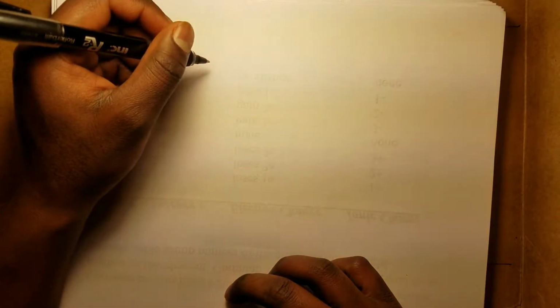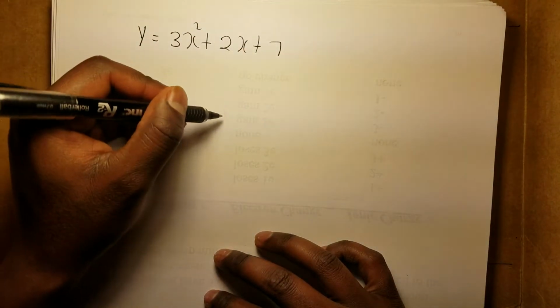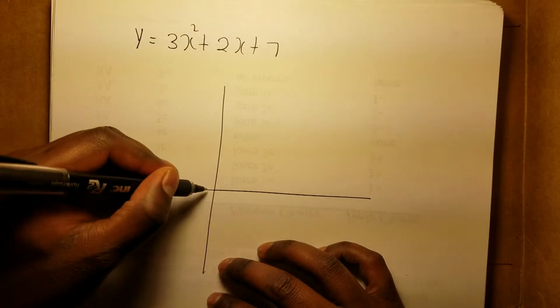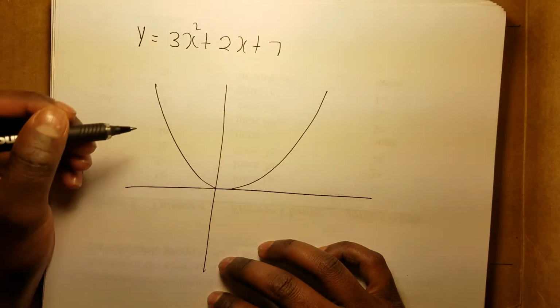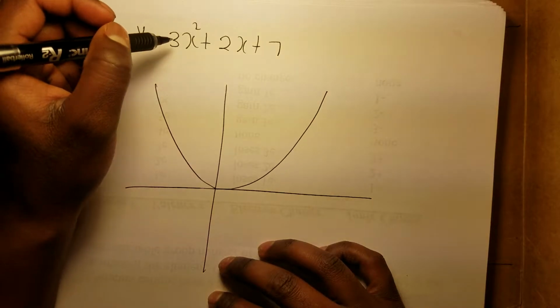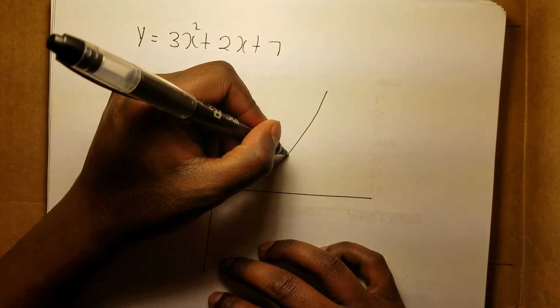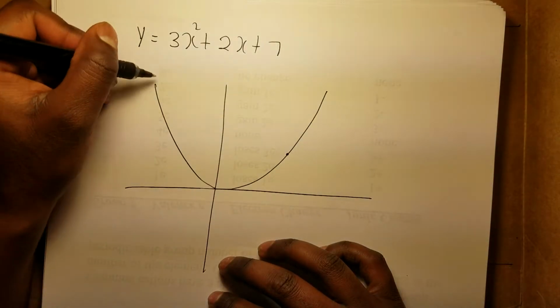Why do we find derivatives? Let's say you have a function y is equal to 3x squared plus 2x plus 7. That would be a parabola on a graph, right? So you have a graph like this, and they ask you, what is the tangent of this line? What is the slope of the line then?